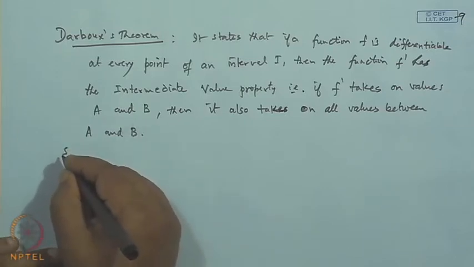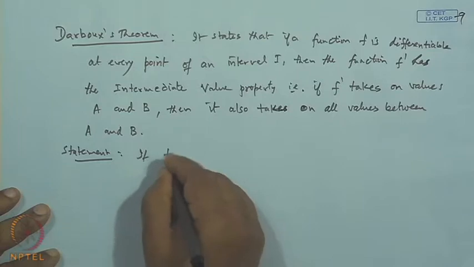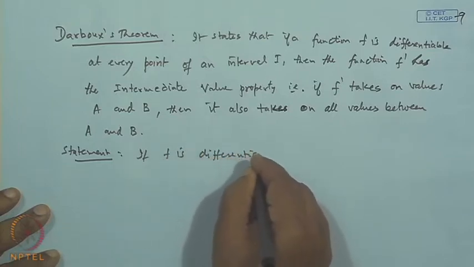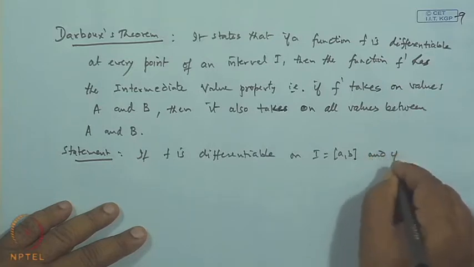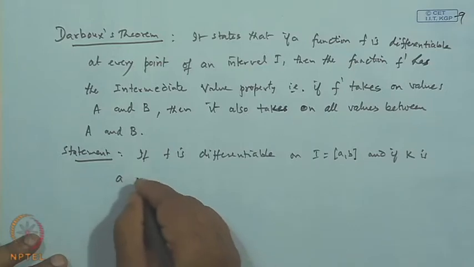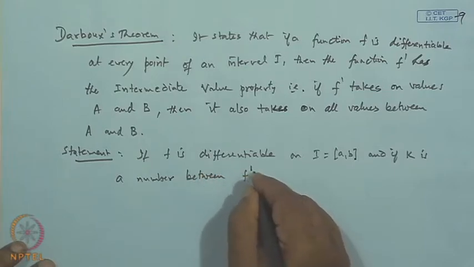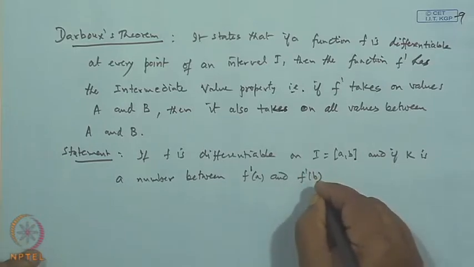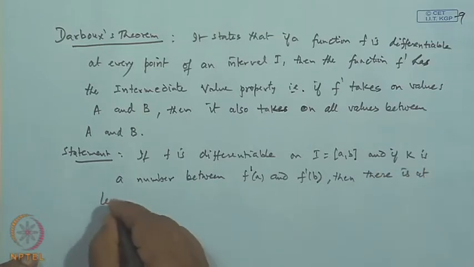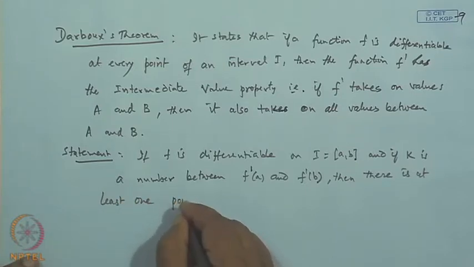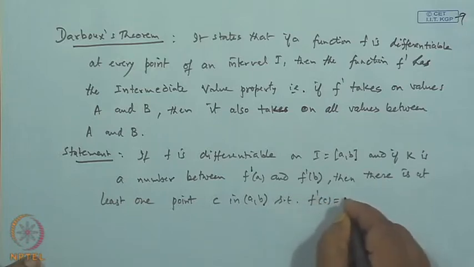So, the exact statement is: if f is differentiable on the closed and bounded interval I, and if k is a number between f prime a and f prime b, then there is at least one point c in the interval (a, b) such that the derivative of the function at c is k.